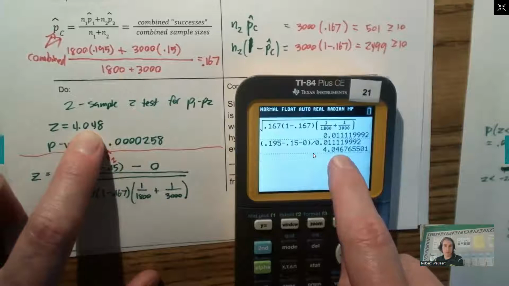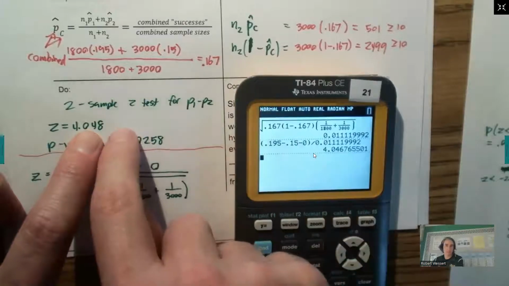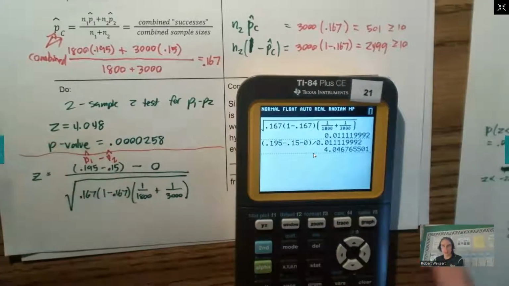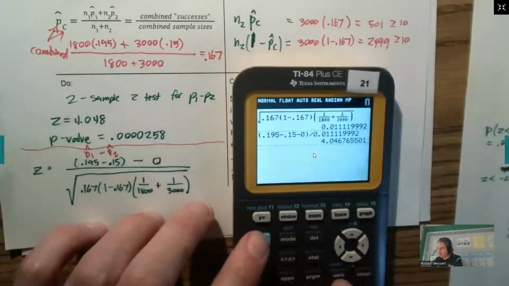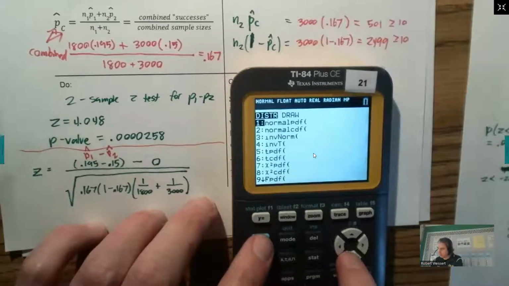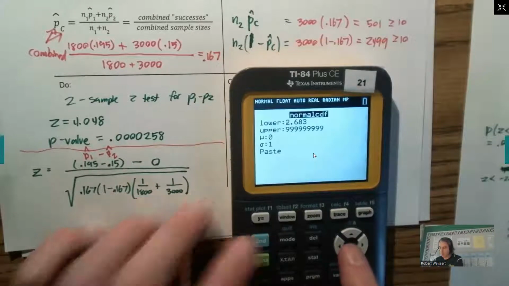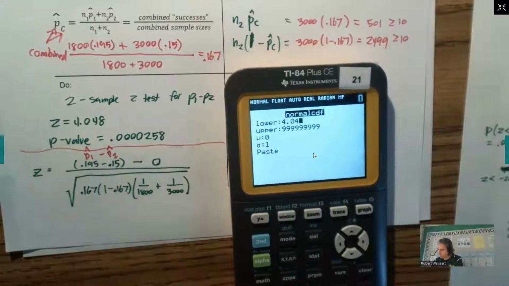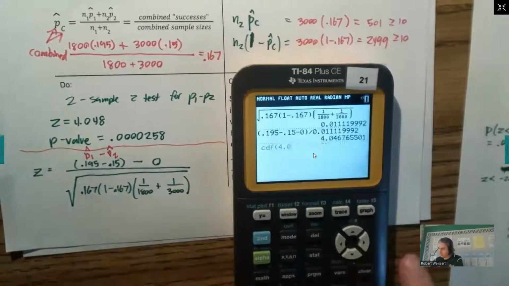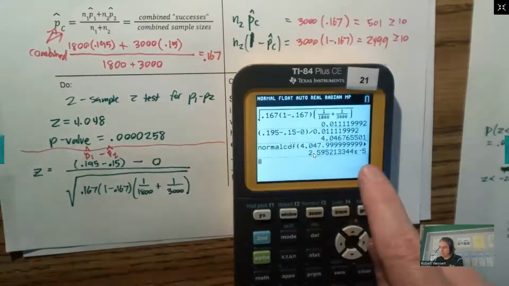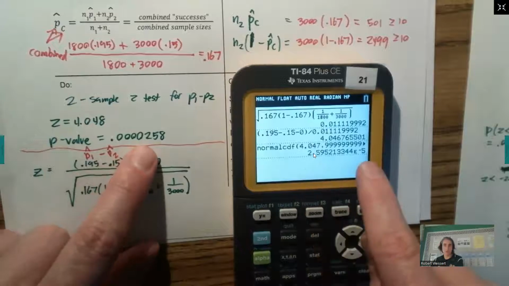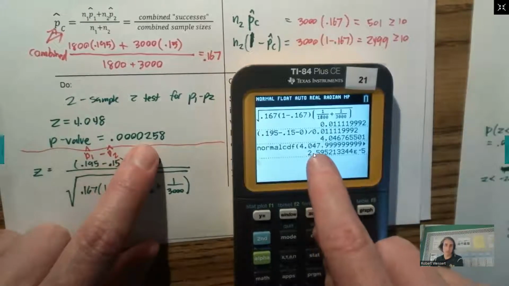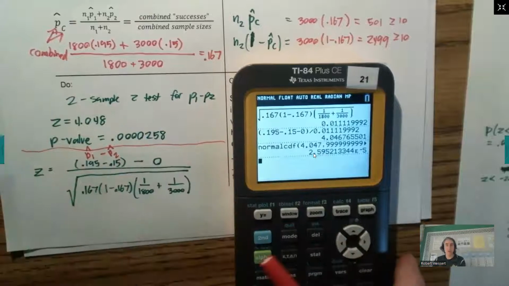I mean, I rounded a little bit, so it's not quite what your calculator is going to give you, but it's close enough. 4.048 is close to 4.047, so it's not that big of a deal. And then finally, if I did a normal CDF, since I want to go greater than, I would do 4.047 to infinity. And I get my p-value of 0.0000259 instead of 8. Not a big deal.